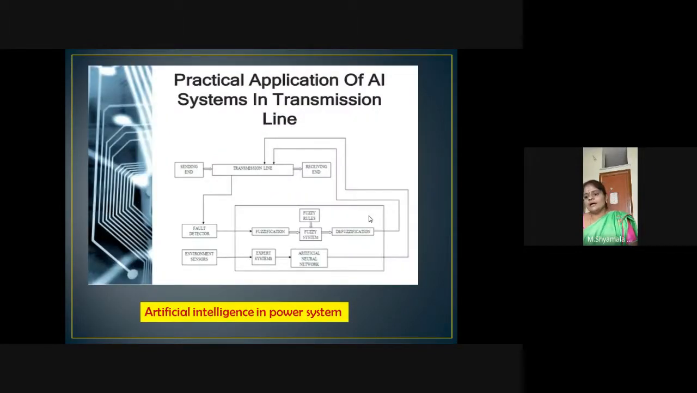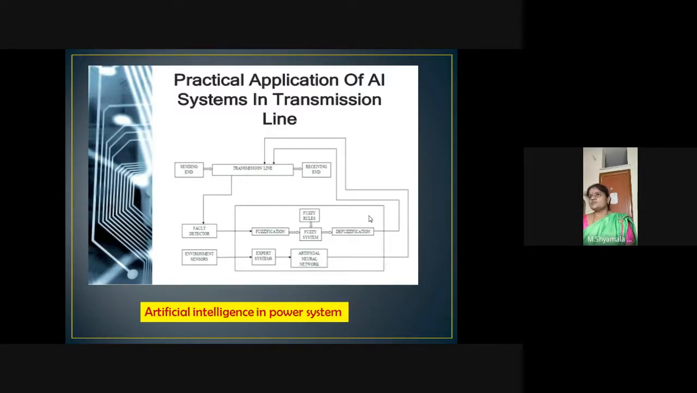So next up is the practical application of AI in transmission lines. In a transmission line, we have a sending end and a receiving end, and in between we have a long transmission line. Nowadays, extra high voltage DC transmission is preferable, due to avoiding many losses. This is a long transmission line.